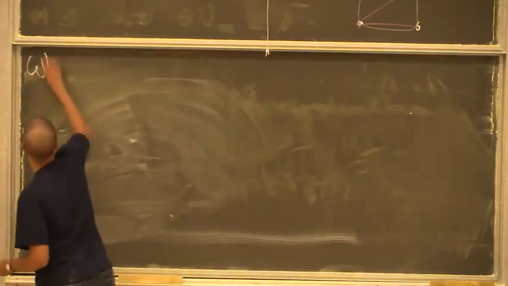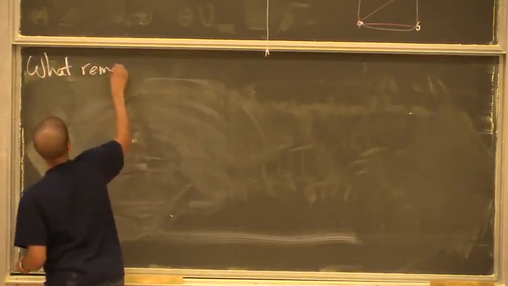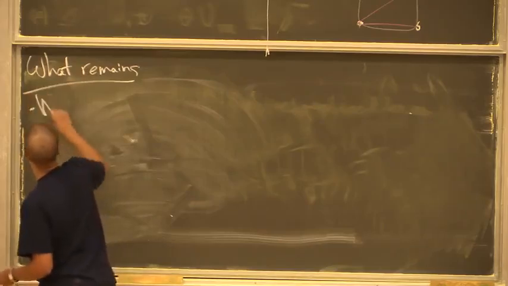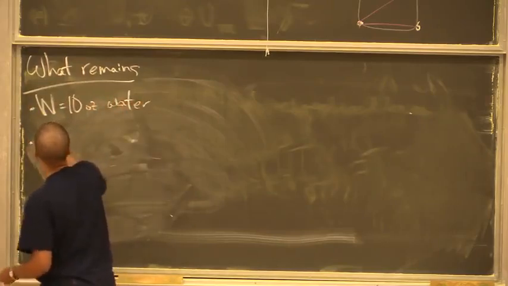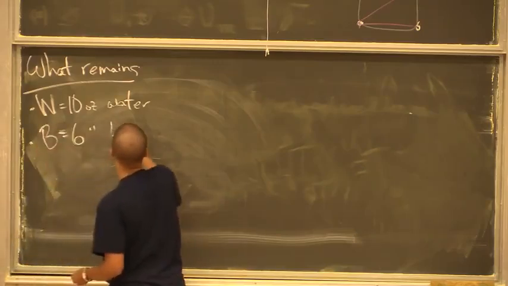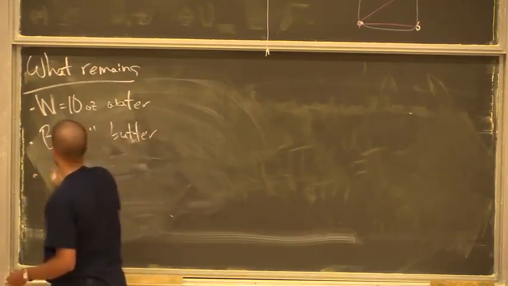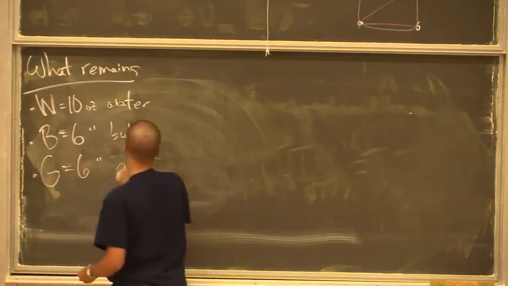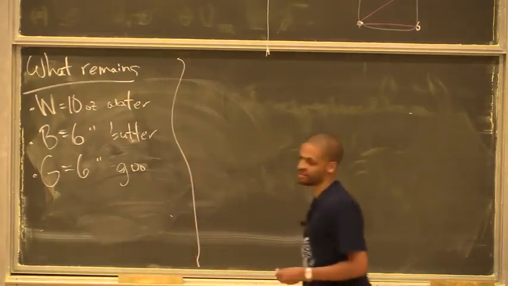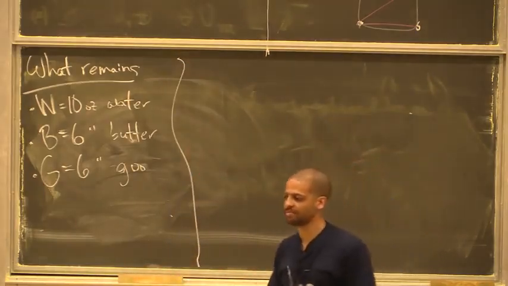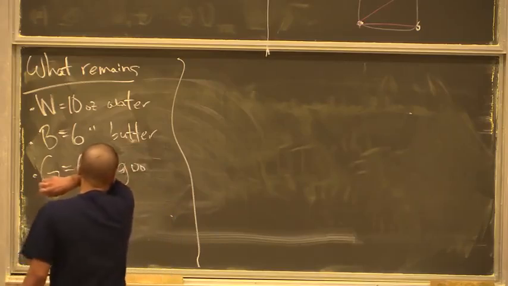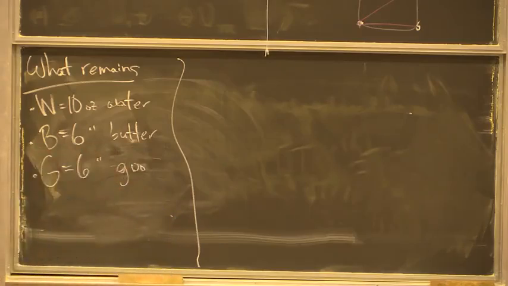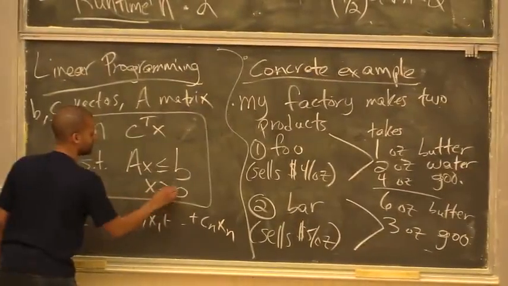So what remains is W equals 10 ounces of water. And let's say B equals 6 ounces of butter. And G is equal to 6 ounces of goo. So what's the max profit I can make? Well, I can write down a linear program. And let me also enforce that all the entries of x have to be non-negative.